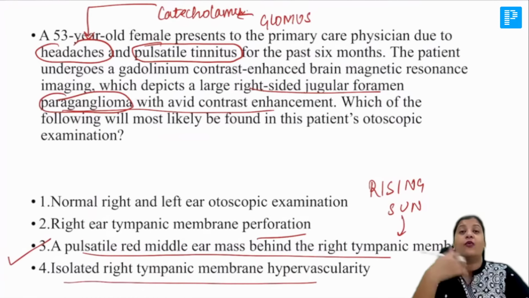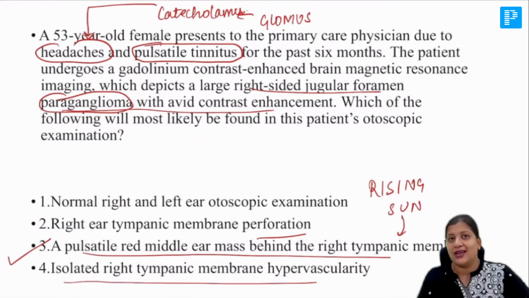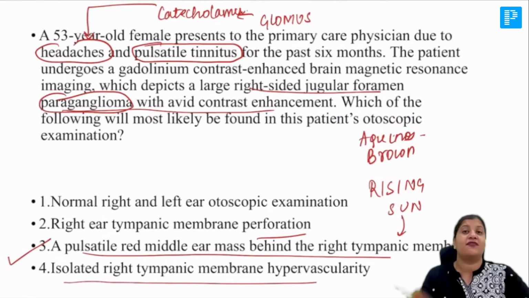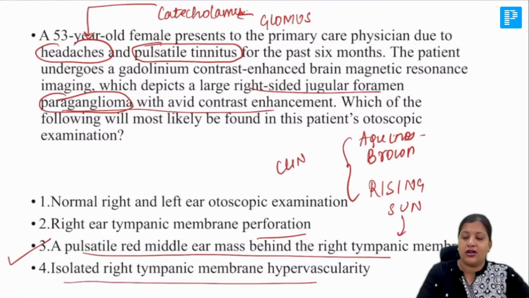They are the same. What are the other two clinical signs we see in glomus tumor? We see Brown sign and we see Aquino sign. What is Brown sign? Whenever we put a Siegel's pneumatic speculum and increase the pressure in the canal, the tumor vibrates vigorously and then becomes pale, which is called Brown sign. Compression of the carotid makes the tumor pale. That sign we call the Aquino sign. So all these three are your clinical signs.